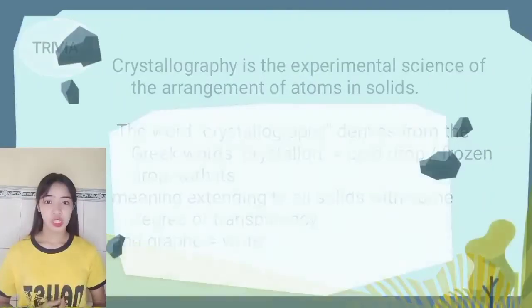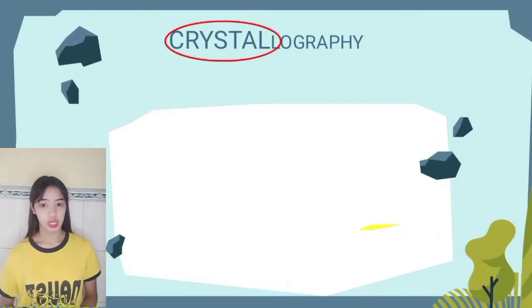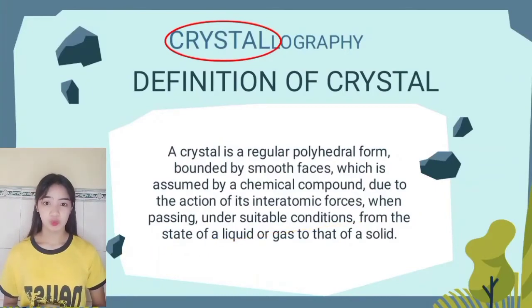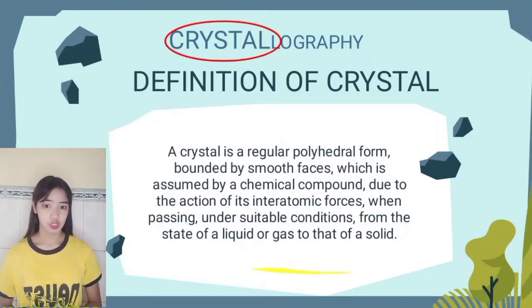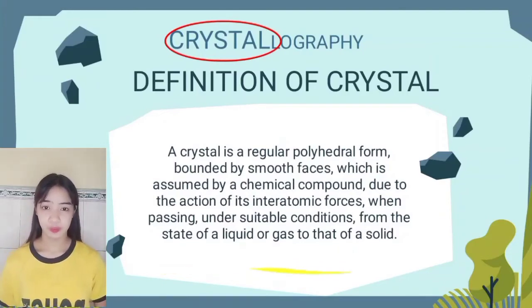So if crystallography is the study of crystals, what is the definition of the crystal? A crystal is a regular polyhedral form bounded by smooth faces, which is assumed by a chemical compound due to the action of its interatomic forces when passing under suitable conditions from a liquid or gas to that of a solid.